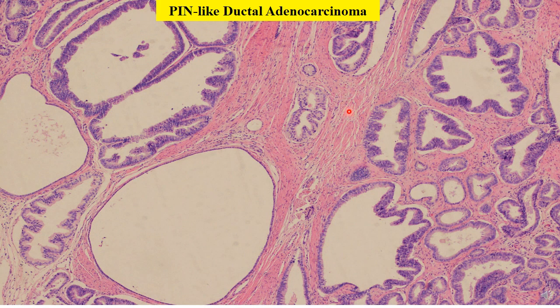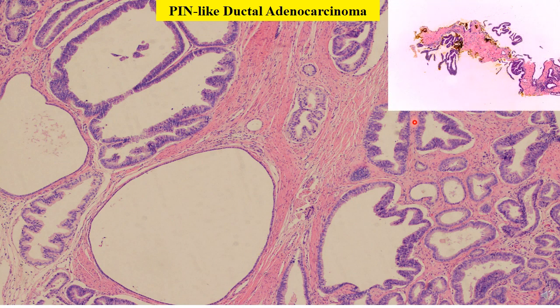Here is another example where you see nice flat and tufted architecture with nuclear pseudostratification. But in my experience, with this particular morphology on biopsy, because of the cystic dilatation, fragmentation of these glands is very common. So you may see strips of epithelium lining within the edges of the biopsy, and that is a somewhat useful feature to suspect PIN-like ductal adenocarcinoma. But again, as I said earlier, in the biopsy setting, basal cell markers are essential to confirm your diagnosis.